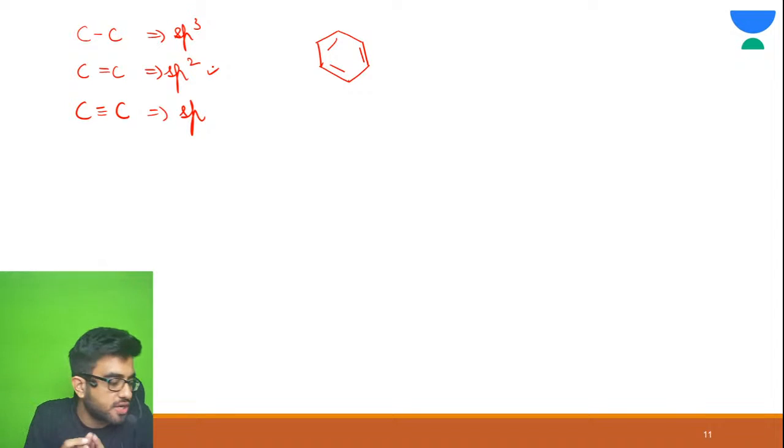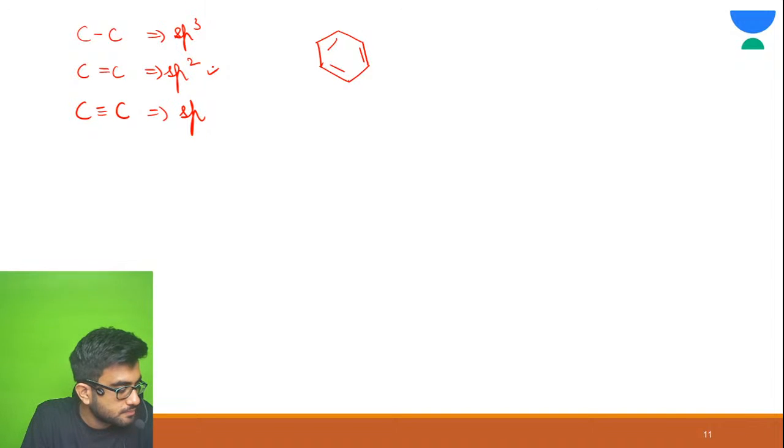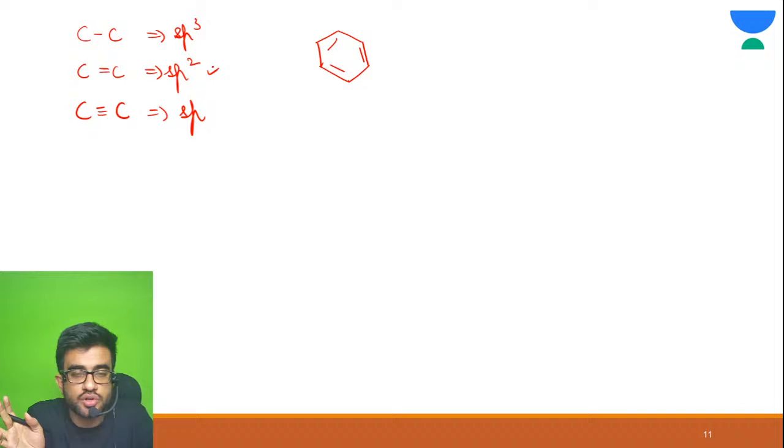Resonance is possible. What type of system is there for the resonance? Give me the answer in the chat section. Double, single, double. That type of system is there. So resonance is also possible.